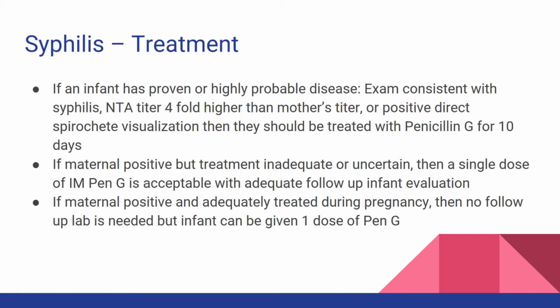If mother is positive but had an inadequate treatment or uncertain treatment, then it's okay to go ahead and do a single dose of IM penicillin G for the infant, and then do the further follow-up studies for the infant to confirm their disease. And then if a mother is positive but was adequately treated during pregnancy, then you don't need to do follow-up examination or follow-up testing for the infant, but the infant can be given a one-time dose of penicillin G.